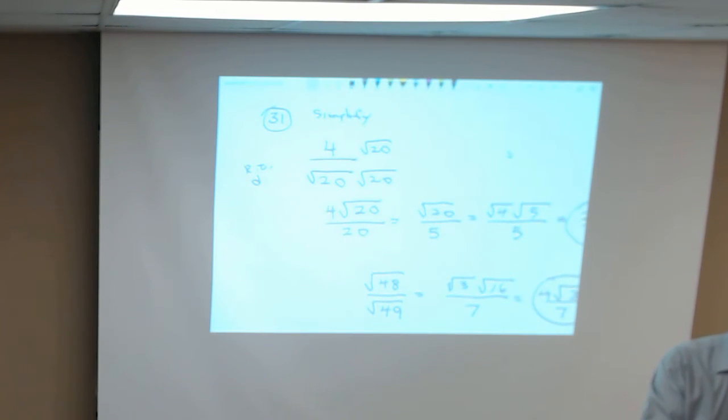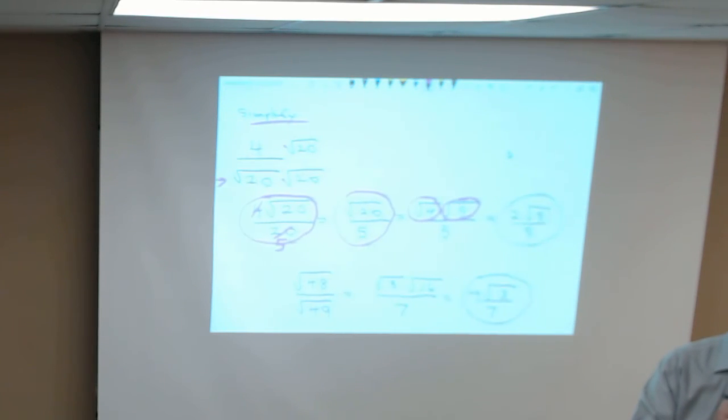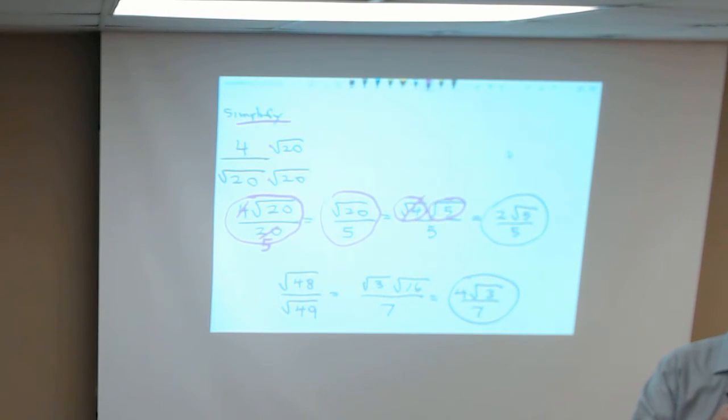Number 31, another simplify. Now, rationalize the denominator. That's what's wrong with this. It's got this radical denominator. So I take the top and the bottom times the square root of 20, and I get 4 radical 20 over 20. Well, that makes this 5. And the square root of 20, I'm not finished, because I can break that down as the square root of 4 times the square root of 5, which equals 2 times the square root of 5 over 5. There's my final answer. That's the one you want to check on the test.